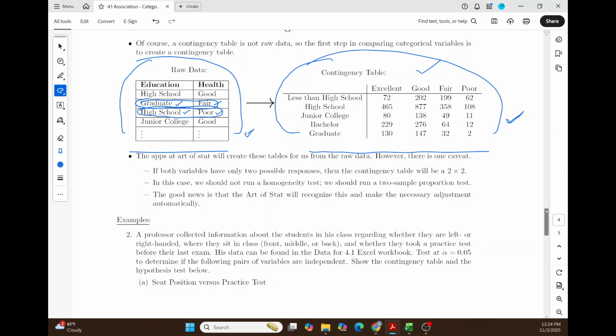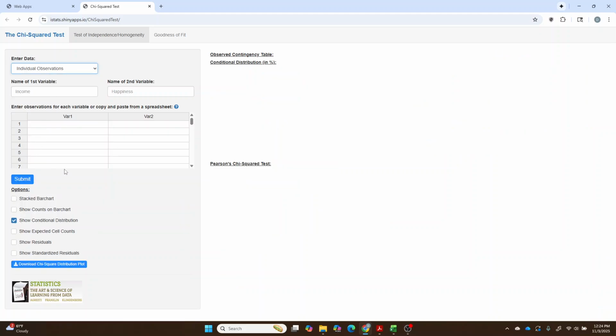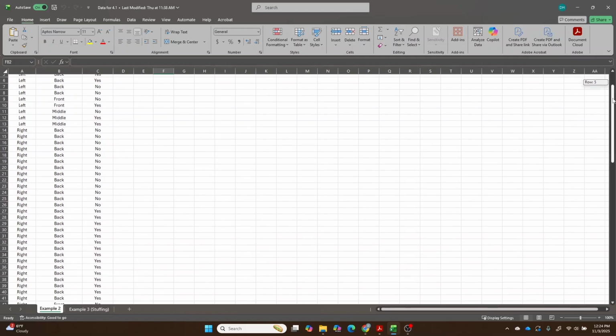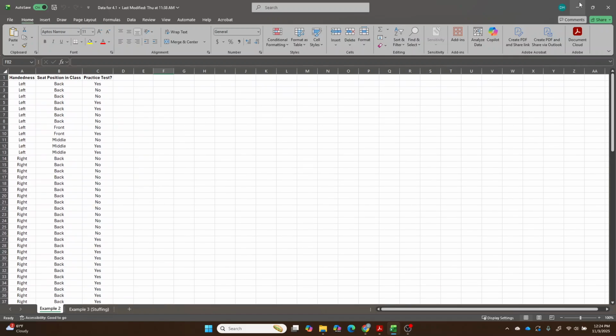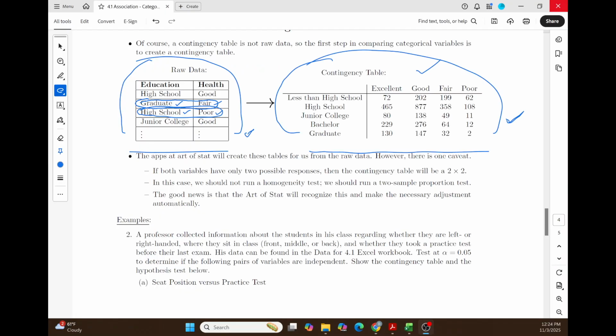So we'll just feed the raw data directly into ArtofStat. And to do that, by the way, you just go down to individual observations, and then you have this place where you can put the data for variable 1 and the data for variable 2. So for the next couple sets of examples, you should have this data for 4.1 open so that you're ready to just copy and paste this stuff. It's going to be much easier than sitting there and typing in hundreds of different values, which you probably don't want to do. Anyway, so without further ado, let's look at a couple examples.